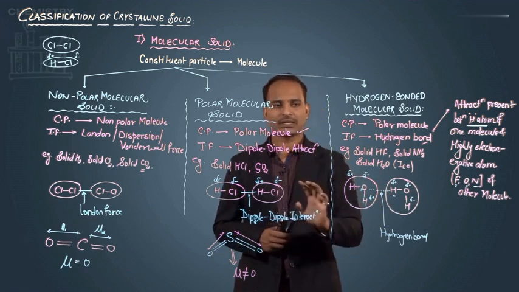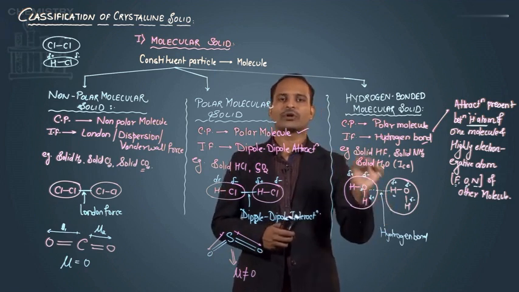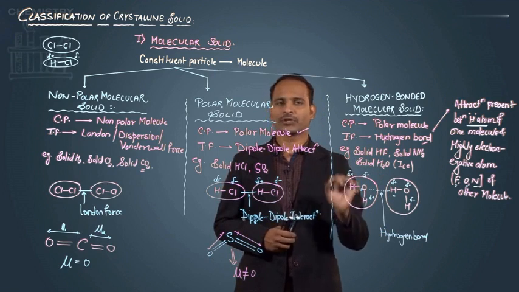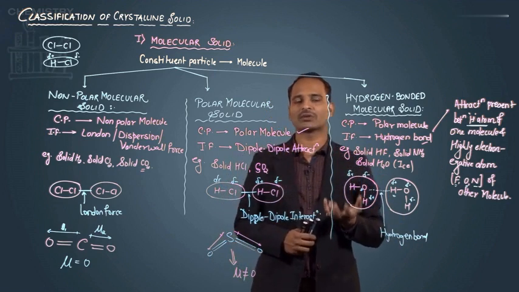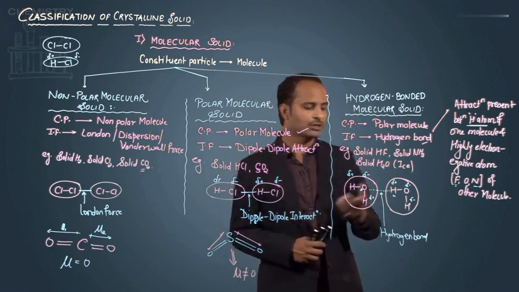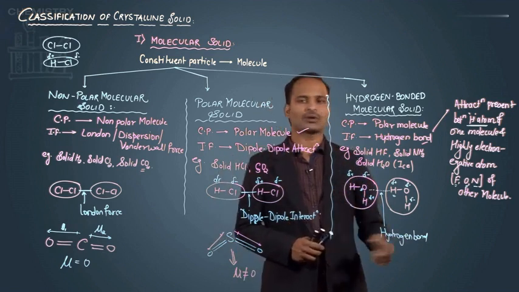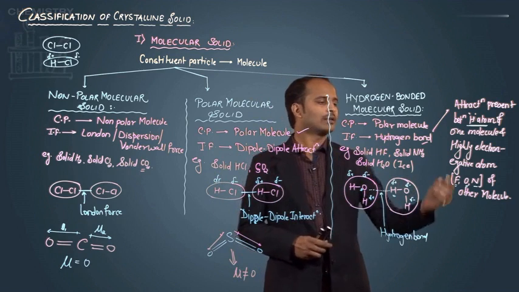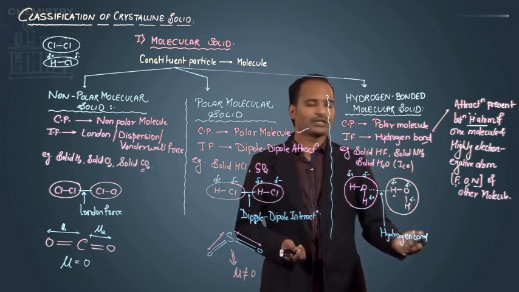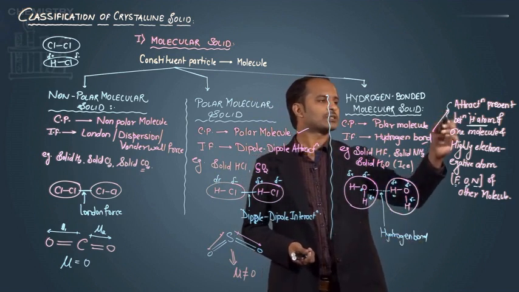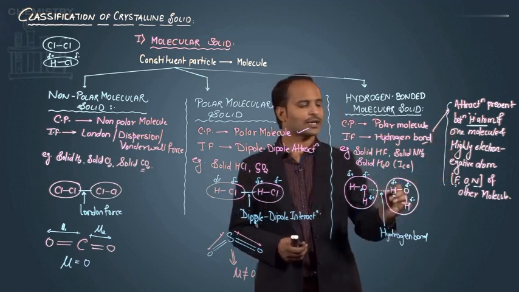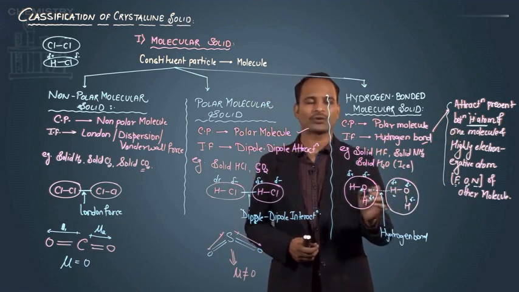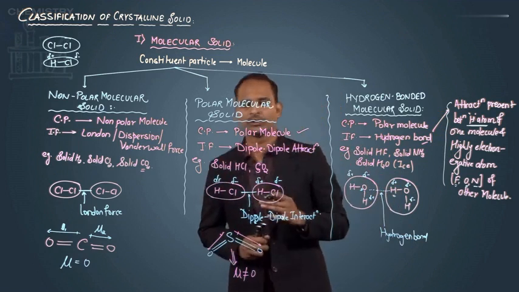But as I said, the hydrogen bond is again a type of dipole-dipole attraction, but with some extra strength, that is, stronger than normal dipole-dipole attraction. So here that dipole-dipole attraction is called a hydrogen bond, and we gave the name hydrogen bond simply because, according to the definition, it is an attraction present between the hydrogen of one molecule and a highly electronegative atom of another molecule.